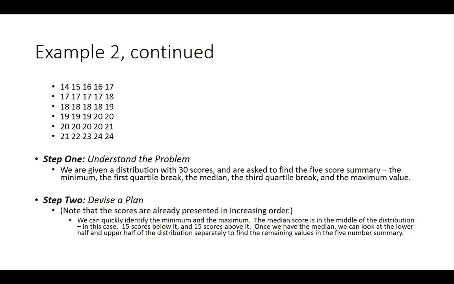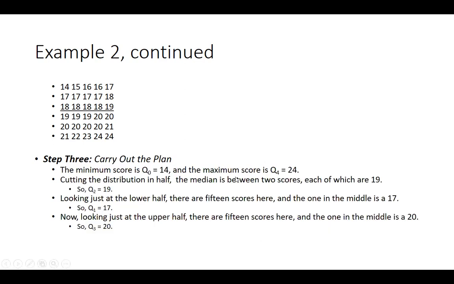So let's devise a plan. Note that the scores are already presented in increasing order. We can quickly identify the minimum and the maximum. The median score is in the middle of the distribution, in this case, 15 scores below it and 15 scores above it. Once we have the median, we can use our strategies to look at the lower half and upper half separately to find the remaining values in the 5-number summary.